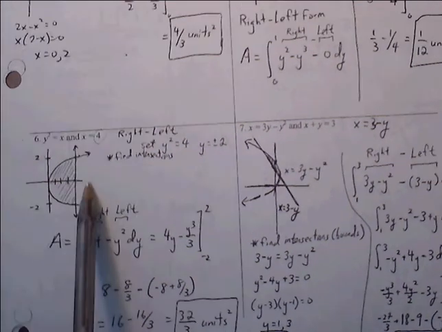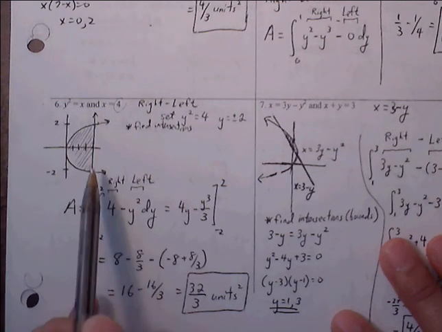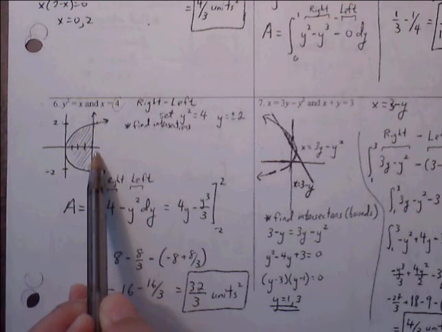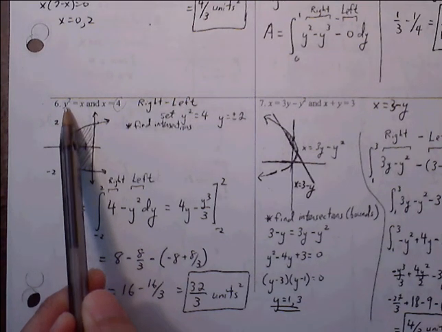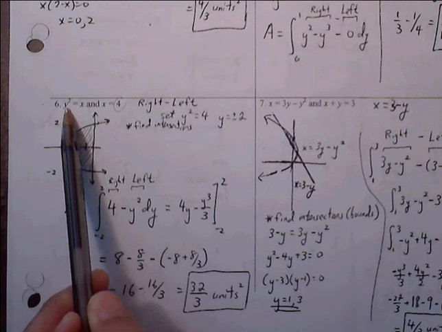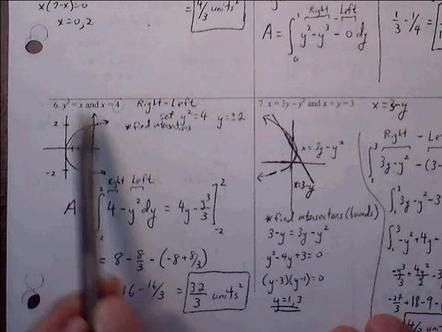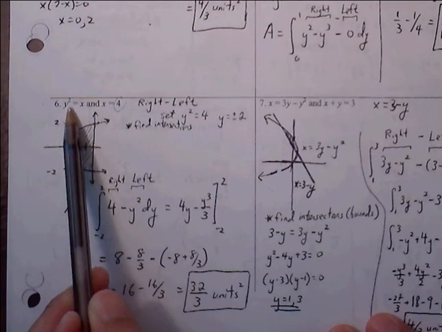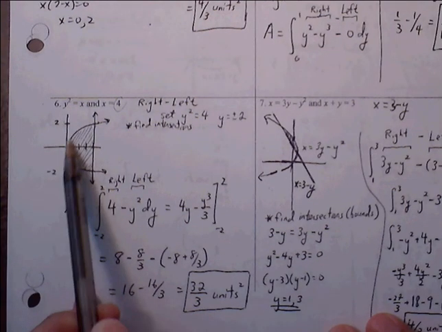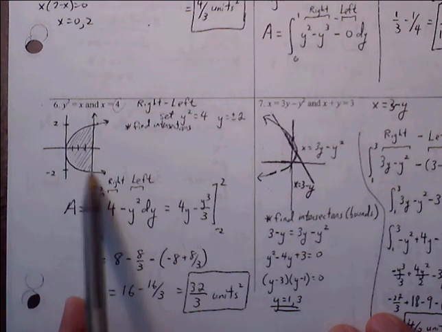x equals 4 is a vertical line through the x-intercept 4. y squared equals x. We know this is a parabola that opens either to the left or to the right, and positive y squared would mean the graph is going to open to the right. Also, we can think of it as y equals plus or minus square root of x. So here's square root of x, here's negative square root of x.